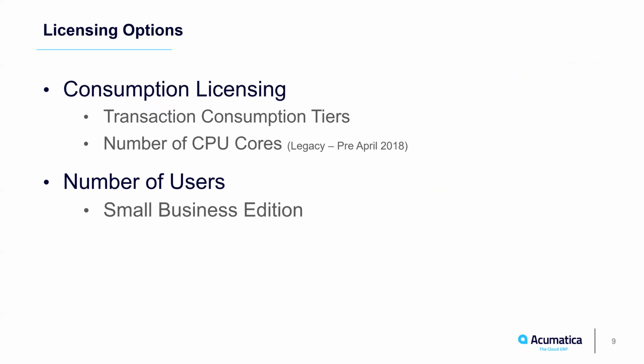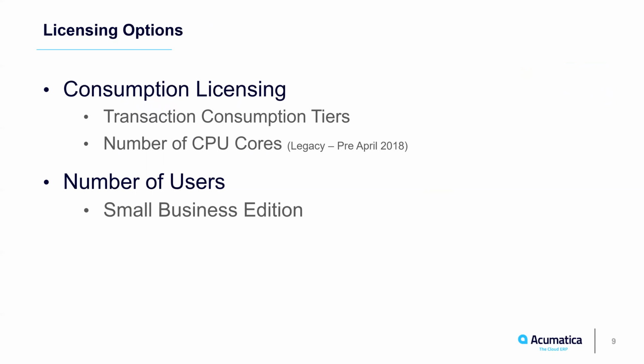We do have exceptions for our small business editions. So we have a product we call the small business edition that comes with 5 users and it can go to a maximum of 10 users. But a large majority of our customers, I would say over 90% of our clients, are on what we call our advanced and enterprise editions, and all of those are typically consumption-based licensing with a few exceptions.